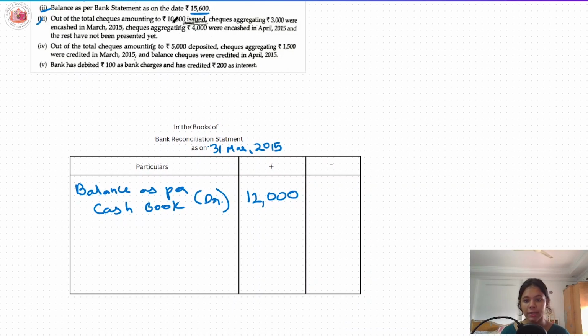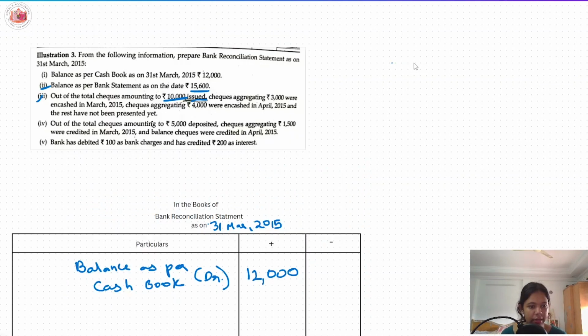Out of the total checks amounting to rupees 10,000 issued, checks aggregating, see, the word they have used is issued. Checks aggregating rupees 3,000 were encashed in March, checks aggregating rupees 4,000 were encashed in April, and the rest have not been presented yet. So this is a case of checks being issued but not yet presented. Checks worth rupees 10,000 were issued.